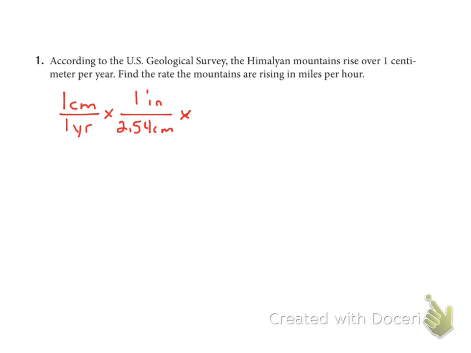So from inches, where do we go next? And there's 12 inches in 1 foot. We can cross off the centimeters, we can cross off the inches. If we stop there, we'd have feet per year. Next part.